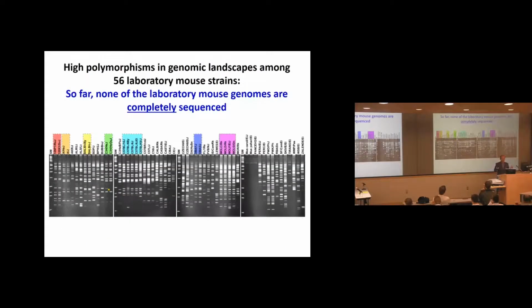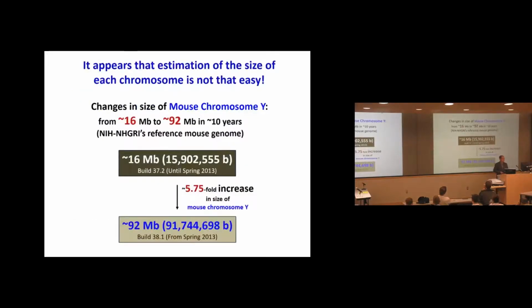So obviously, mouse strains do not share 99.9% of genome sequences. And also, there is no single mouse genome completely sequenced yet. Even NIH's reference genome is not completed yet. And even worse, it seems it's really difficult to estimate the size of individual chromosomes in mice and humans. I showed this data in my previous presentation here.